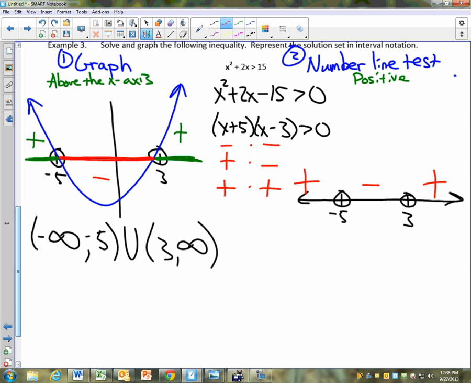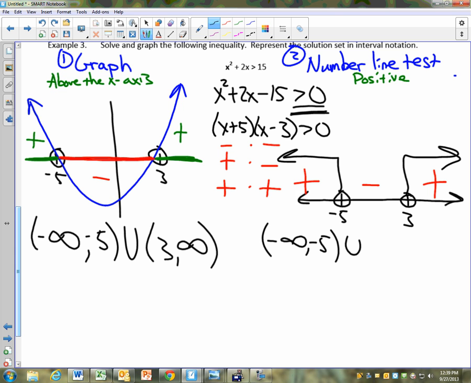So there are two methods by which you could solve these type of expressions. The graphical way is probably easier for most people. The number line test is something we'll have to utilize eventually down the road. So again, to answer the question, you want to know where it's greater than 0 or positive. It's greater than 0 there, and it's greater than 0 there. So you can write your final answer again as -infinity to -5, union with 3 to infinity.